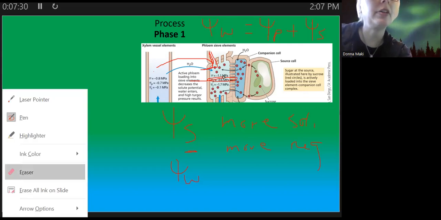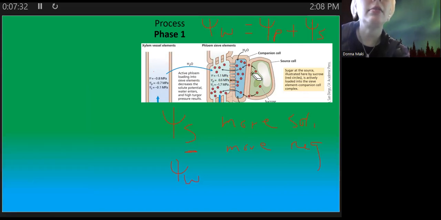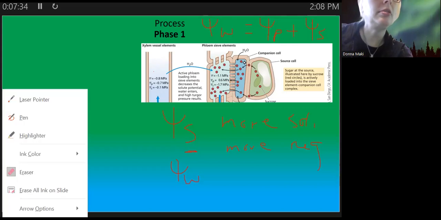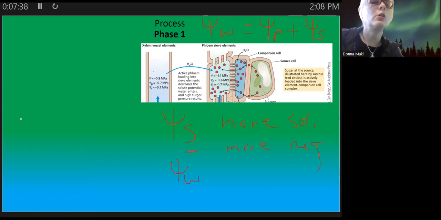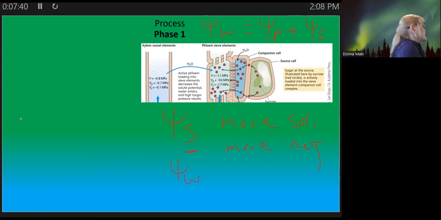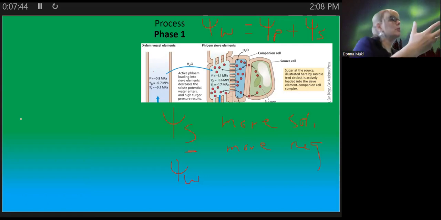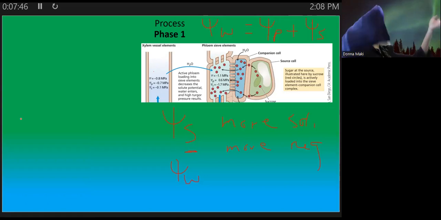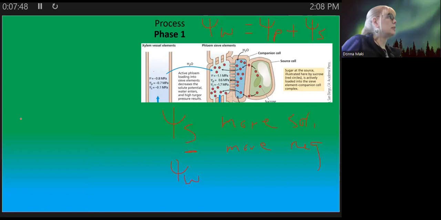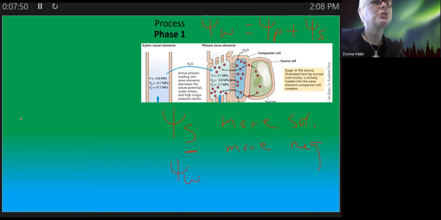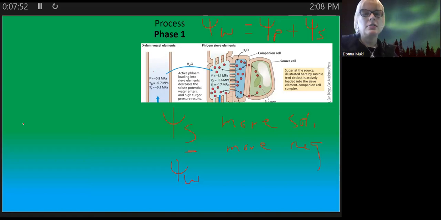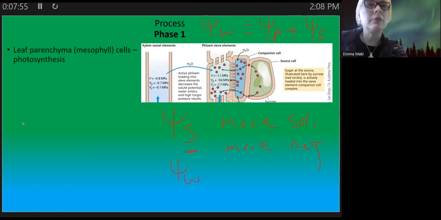This process where you have the sugar loaded in drives your size sub S more negative, that causes your overall water potential to be more negative, that causes water to rush in from less negative to more negative, rushes into the sieve tube element, boom, there goes your size of P, nice positive size of P. So now you're establishing a positive pressure in the source. So I wrote that down here.